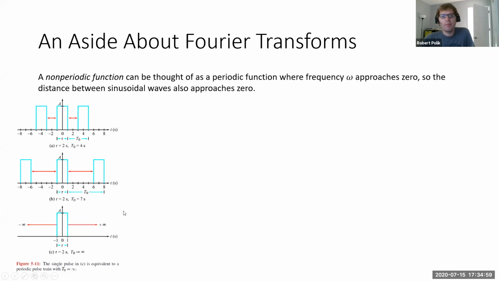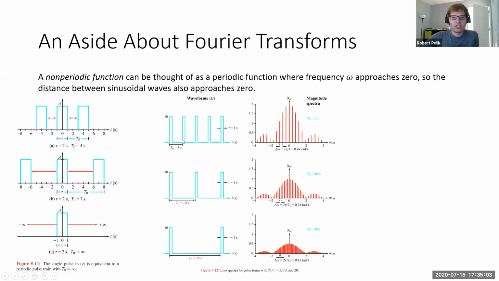And so what's happening to our Fourier series as we do this? Well, you can imagine we have these waveforms 5 seconds apart. So each of these are 1/5 hertz apart from one another. Then we have our waveforms that are 10 seconds apart, and now each of these are only 1/10 hertz. So they're getting closer and closer. 20 seconds, they're getting even closer.